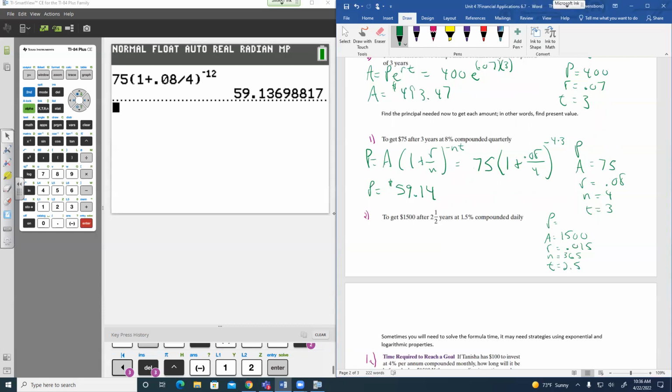So see if we can put that into our formula. So P, we don't know, but it's going to equal then this $1,500 is our final value. 1 plus 0.015. Not a big interest rate, so I don't see a whole lot going on here. Probably have to have a lot of money here. Compounding daily is nice, but that's not going to really help us with that 1.5%. So then we have this negative nt. So I have a negative, and n was 365 times 2.5.